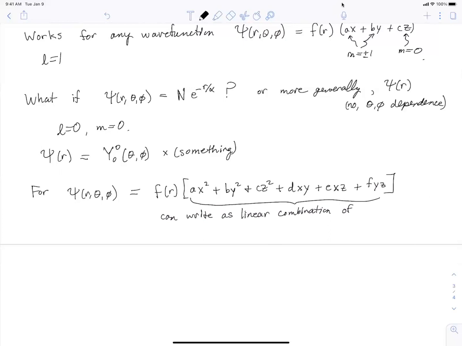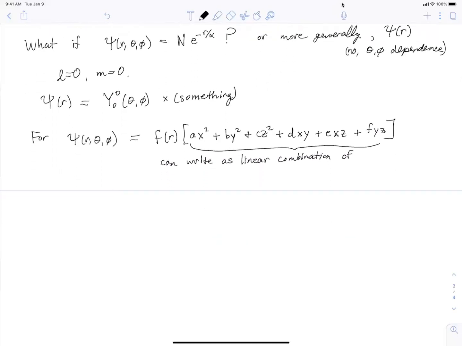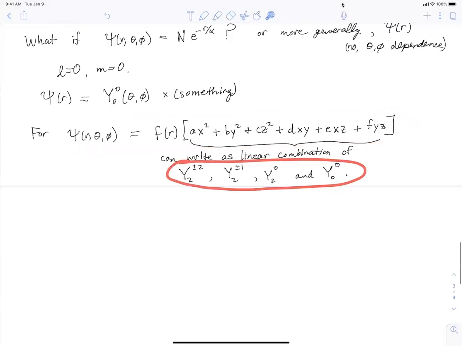If you stare at the YLMs long enough, you'll realize that because it's quadratic functions of x, y, and z, the only linear combinations that will appear are going to be Y2 plus or minus 2, Y2 plus or minus 1, Y2 0, and Y0 0. So anything with, for example, L equals 1 has odd powers of x, y, and z, so it can't contribute. Anything with L equals 3 or higher is going to give things like x cubed or x squared y or y squared z, so they can't contribute. So just by knowing how this wave function decomposes into x, y, and z and r, you can pick out what are the possible values of the angular momentum that you can measure.